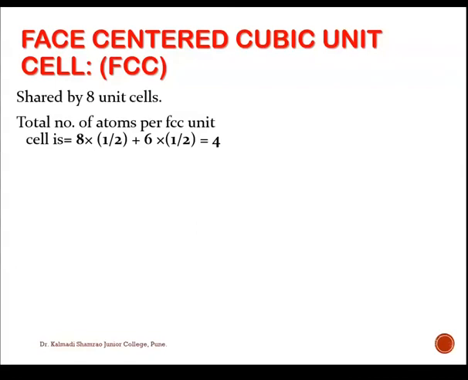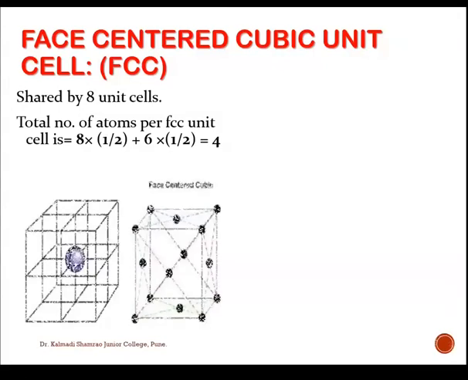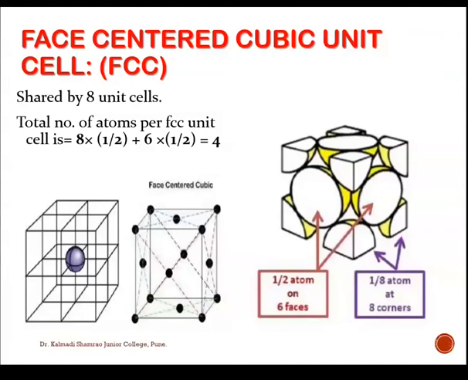Face-centered cubic unit cell is shared by 8 unit cells. So, the total number of atoms per FCC unit cell is 8 into 1/8 plus 6 into 1/2, equal to 4. The last three-dimensional figure shows the contribution of the corner particles and the particles at the face to one single unit cell.